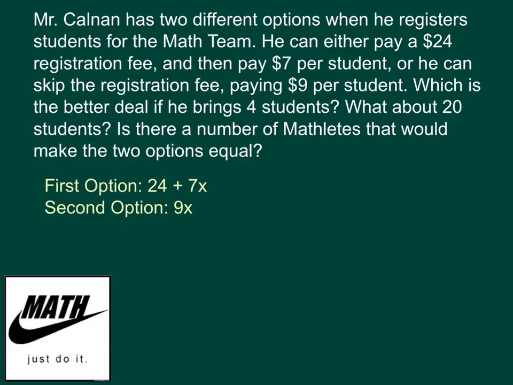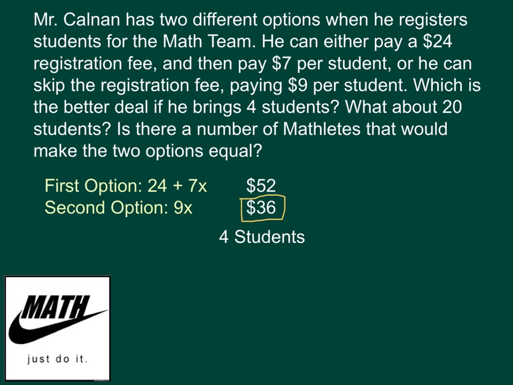All right, so what if we only had 4 students? Well, in that case, we could figure out the total cost with each option by plugging 4 in for x. So go ahead and give that a shot, and you can pause the video and come back and see the answer. All right, let's see it. So by plugging in, we see that the second option here would only cost $36, as opposed to the first option, which would cost $52. So clearly this is preferable.